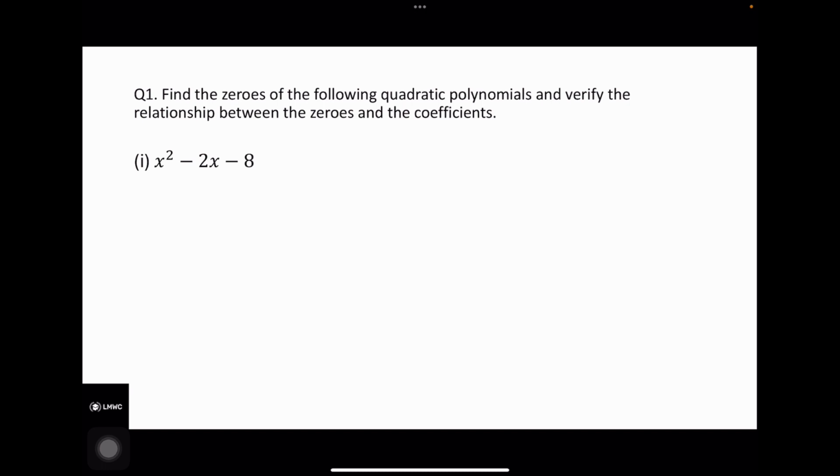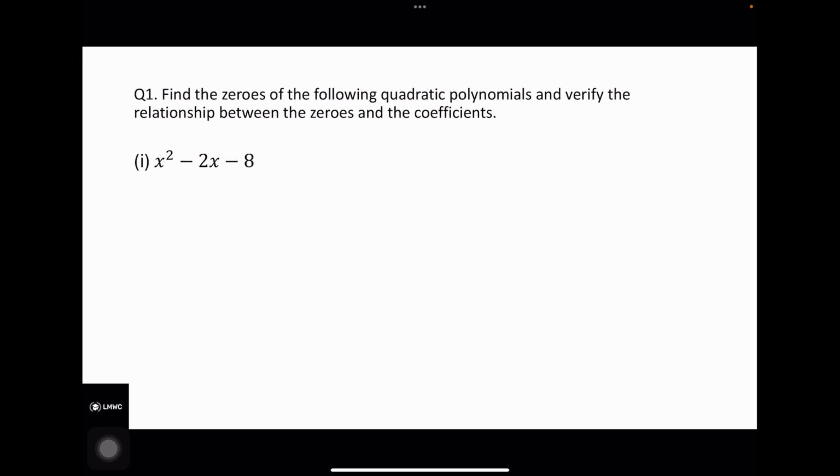So if you recall, there are two formulas, right? The two formulas are the sum of the zeros and the product of zeros. So those two formulas, we are going to use over here. First things first, we will find the zeros. To find the zeros of a quadratic polynomial, we are going to use the factorization method.